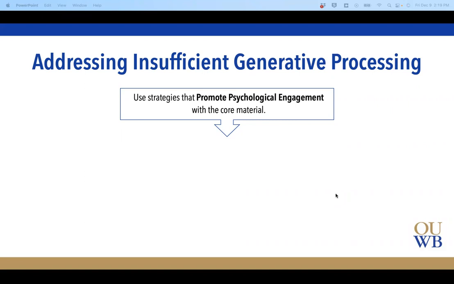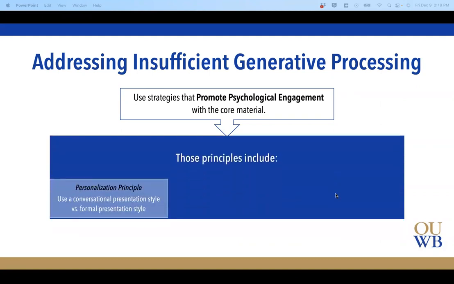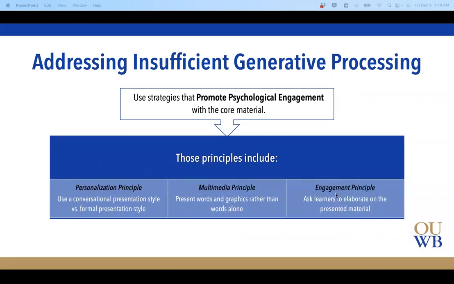And to be clear, learners can be behaviorally passive. They can just be sitting, not doing much physically, and still be doing a great deal of cognitive processing. And that can be difficult to tell. It's an internal process. We have to infer that it's happening. But they can still learn a great deal, even if they're physically inactive. So the principles that we're going to talk about today include the Personalization Principle, the Multimedia Principle, and the Engagement Principle. There's a brief synopsis of each of those there, but we'll get more into each of them momentarily.